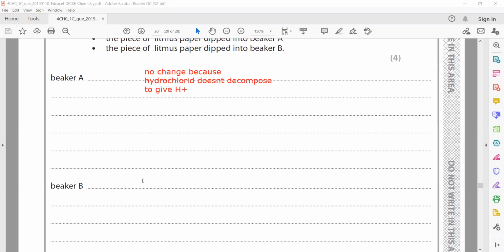with beaker B, which has water, it changes, because the hydrogen chloride does decompose to give hydrogen ions, and it will turn red.